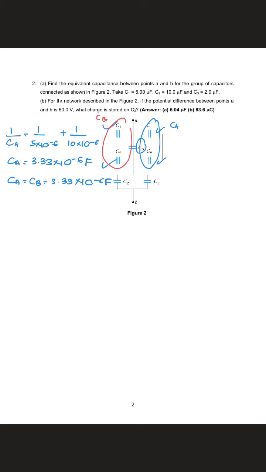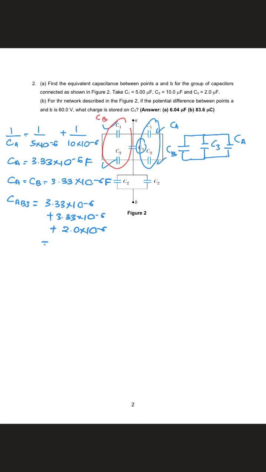So for the combination here, you get CB, and there is C3 in the middle. From this arrangement, CA, CB, and C3 are in parallel, so I just add everything up. I put it as CAB3, and you get 8.66 × 10^-6 farad.